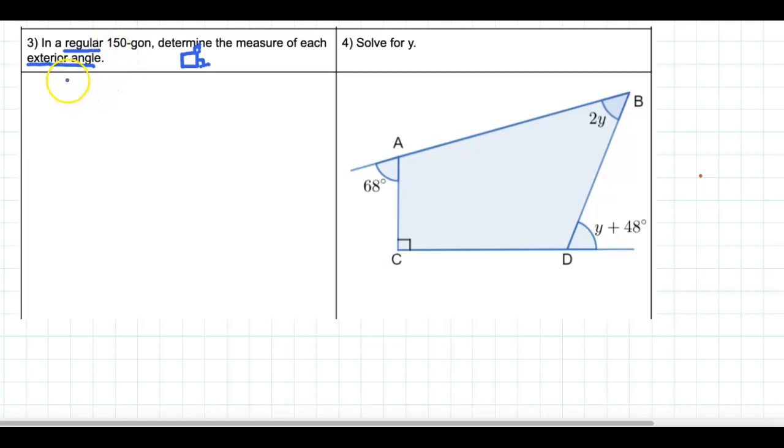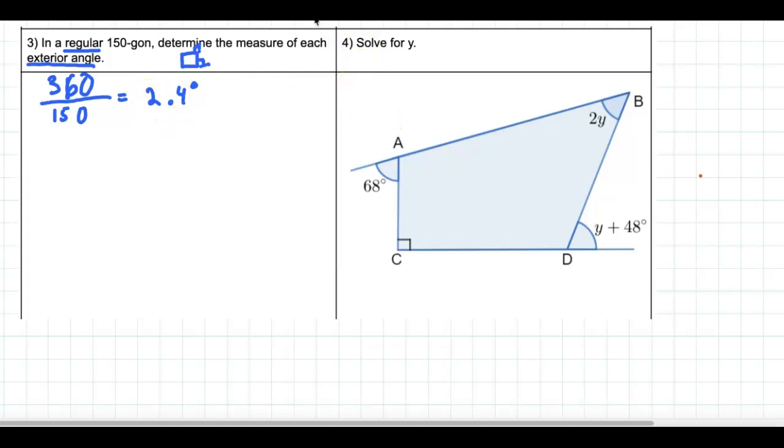So I'm just going to take 360 degrees, right? That's the sum of all those angles, and divide it by 150. And so I will get 2.4 degrees, or 2 2/5 degrees, for each angle. Okay? A long way to do that would be to find the internal angle and then subtract it from 180. But that's not very efficient.